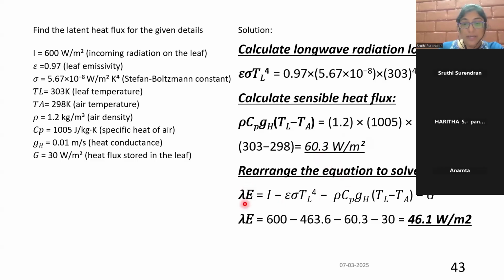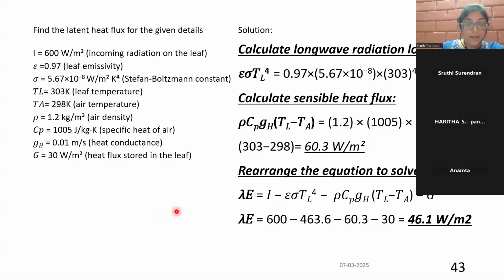Now, this is also heat loss, and the only incoming heat is incoming radiation on the leaf, which is 600 watt per meter square. So 600 minus 463 minus 60 minus that, we should not forget to minus the stored energy also, will give around 46.1 watt per meter square, which is the right answer. Anamta, your answer is right. I think Harita, you got the terms fixed.